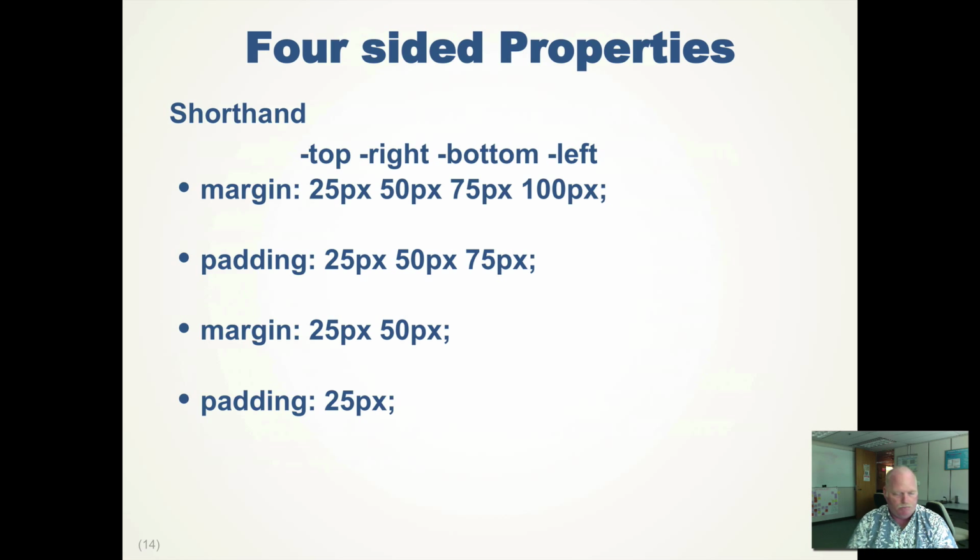So you can supply all four values, or three values, which means that the left and the right are the same, or two values, which says top and bottom, and left and right, or one value, and then everything gets the same value. So those are the shorthands for doing these four-sided properties.